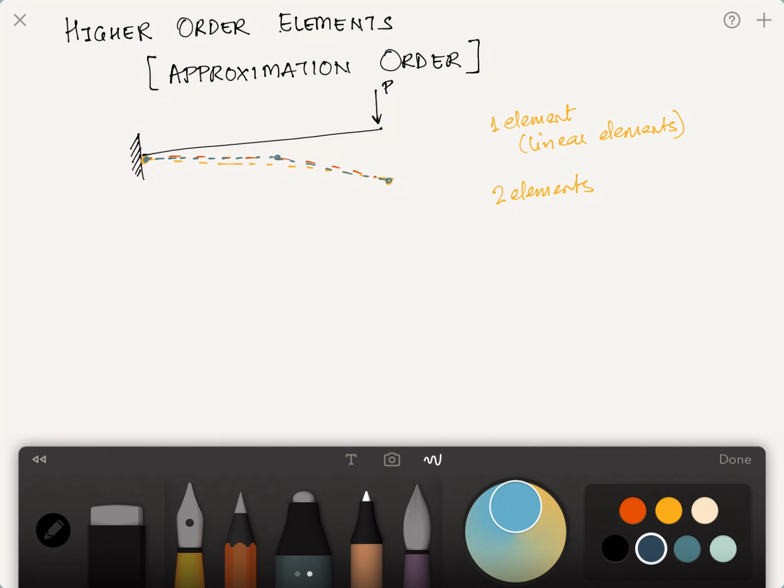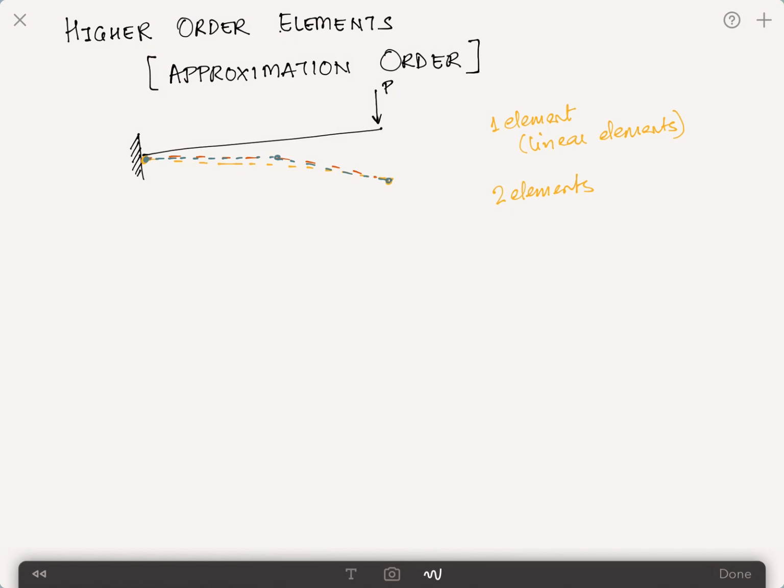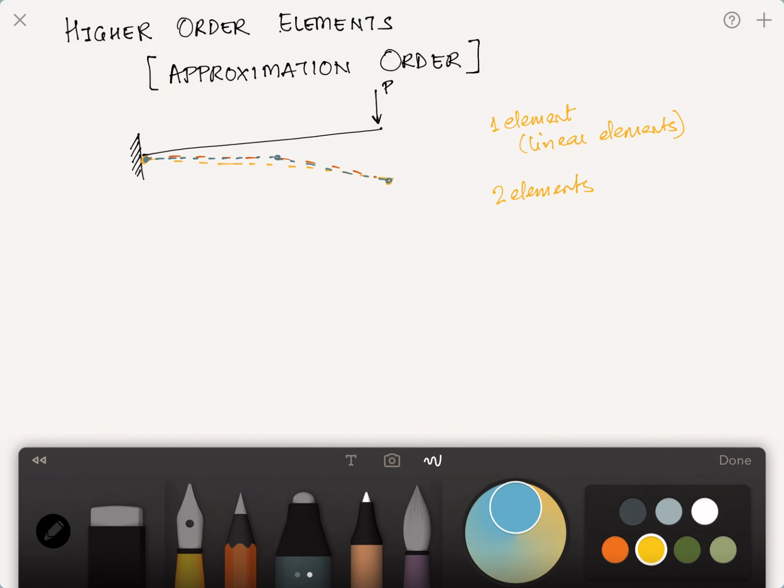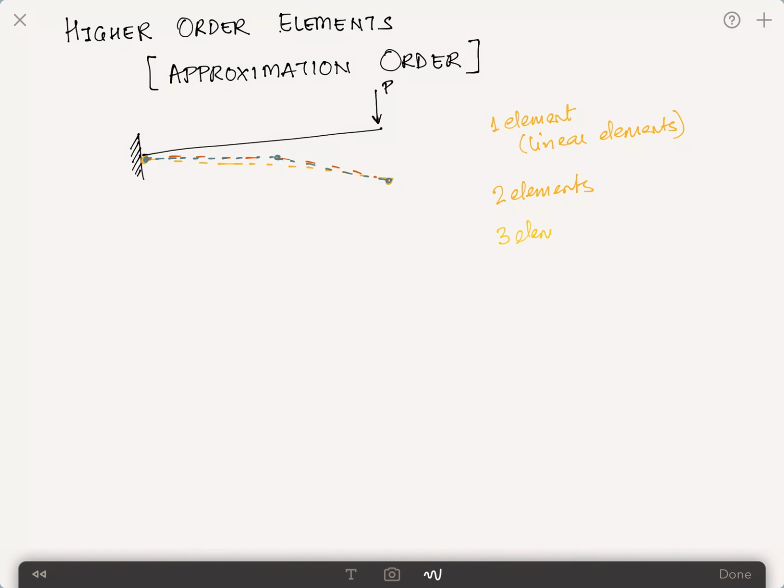If I want to get even closer to the final result, I can look at another combination of three elements, where three linear elements would be used in this way to form a solution which is coming even closer. So in the first case, I had one element which made my solution look just straight. In the second case, I had two elements which gave a kink over here, and in the third I had three elements which made it slightly better but still not good enough.